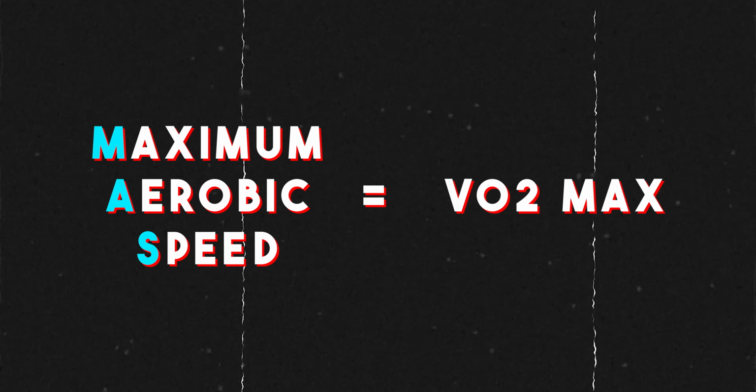Also, what is MAS? Is it something different or same as VO2 max? MAS is nothing but the speed at which you have got maximum aerobic output. That is what is MAS. Now, MAS or maximal aerobic speed is equal to VO2 max. Hence, these terms can be used interchangeably in the context of this video by me.